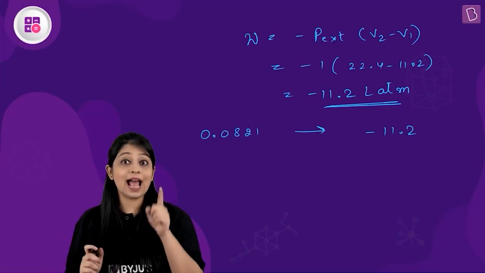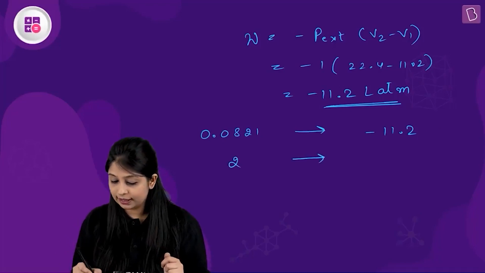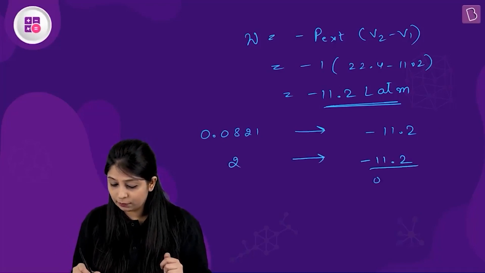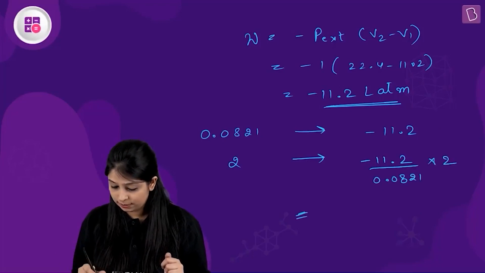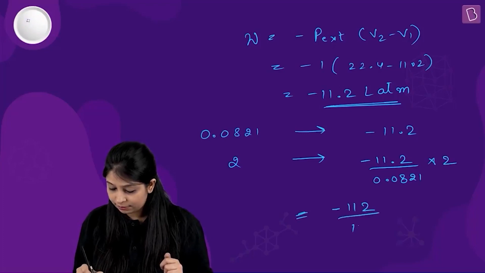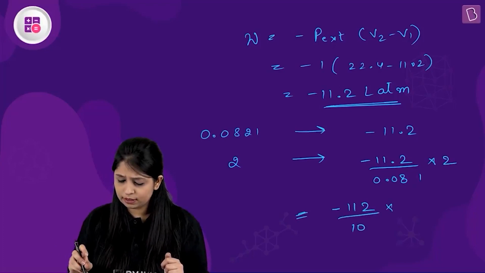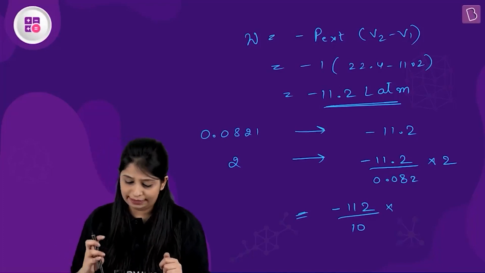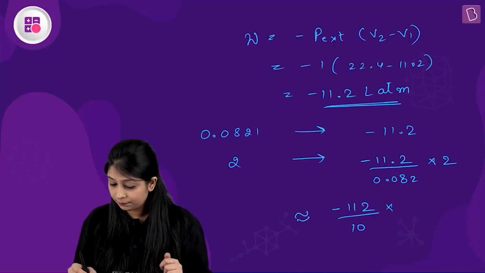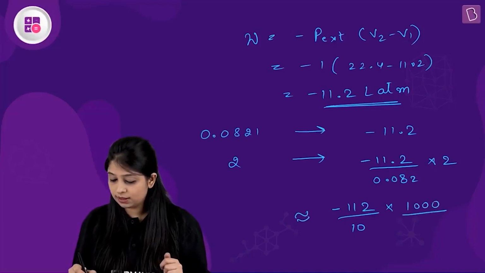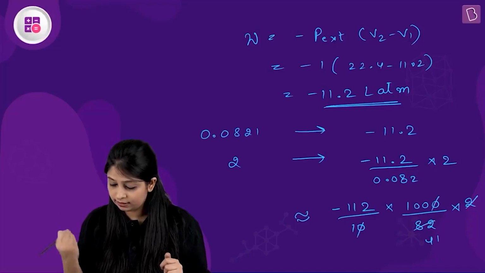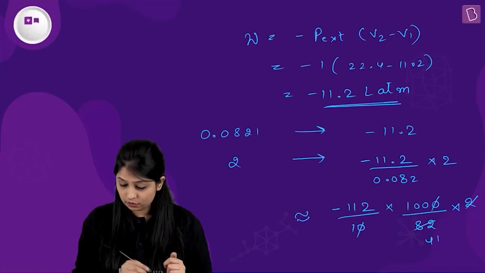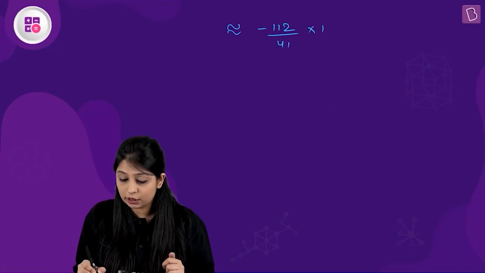We take the value of R as 2. Let's calculate. So it will be minus 11.2 divided by 0.0821 multiplied by 2. This comes out to be minus 11.2 divided by 10. Let's approximate 0.0821 as 0.082. So this will be multiplied by 1000 divided by 82 into 2. So this is 41. The 10 cancels out. So this comes out to be approximately minus 112 divided by 41 into 100.